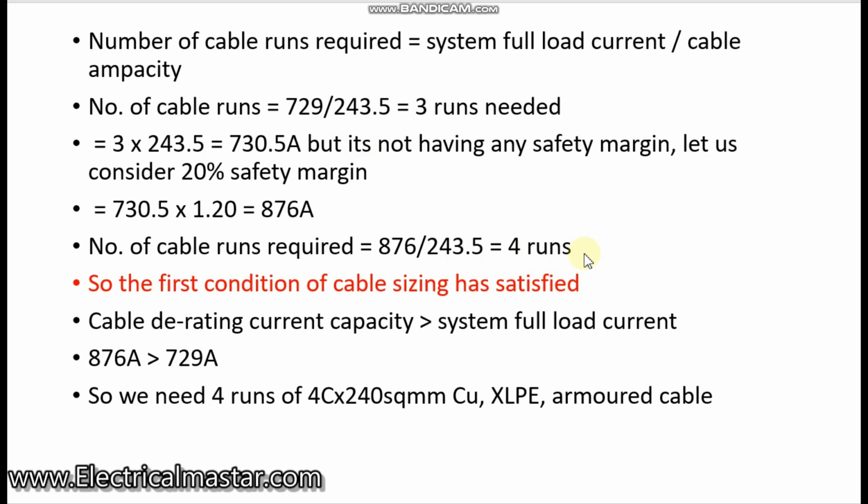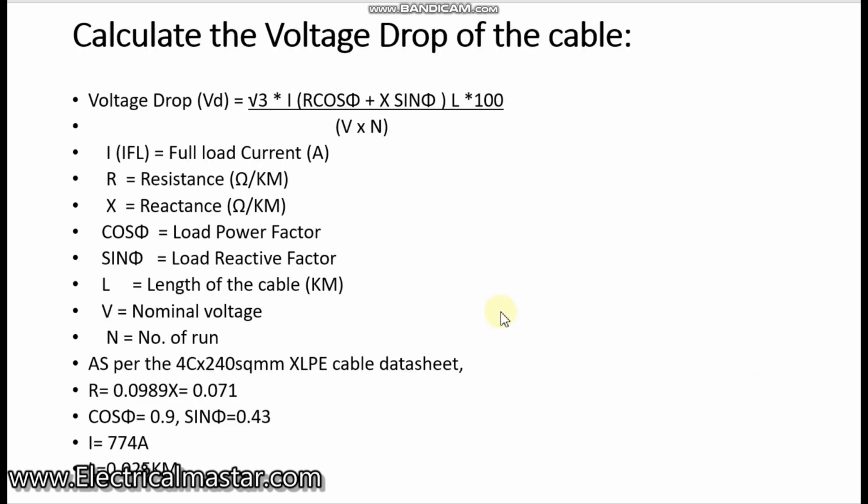So this is the perfect calculation. We need 4 runs of 240 square mm copper XLPE armored cable to carry the load of 729 amperes for 10 to 20 years without any issue. So the first condition is satisfied. Now we go to the second condition, that is the voltage drop. Voltage drop is very simple. You just use the three phase voltage drop formula: √3 × I × (R cos θ + X sin θ) × length × 100 divided by voltage × number of cables.